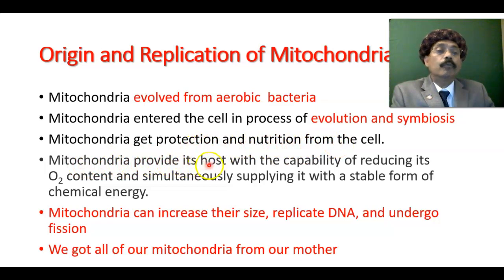Mitochondria provides its host with the capability of reducing its oxygen content and simultaneously supplying it with a stable form of chemical energy, that is the ATP or adenosine triphosphate. Mitochondria can increase their size, replicate DNA, and undergo fission. So from one mitochondria, we may get two mitochondria.